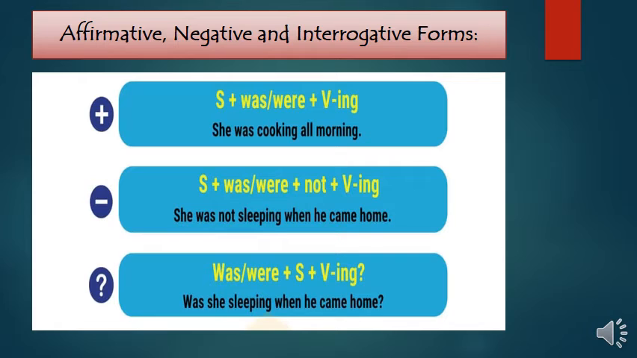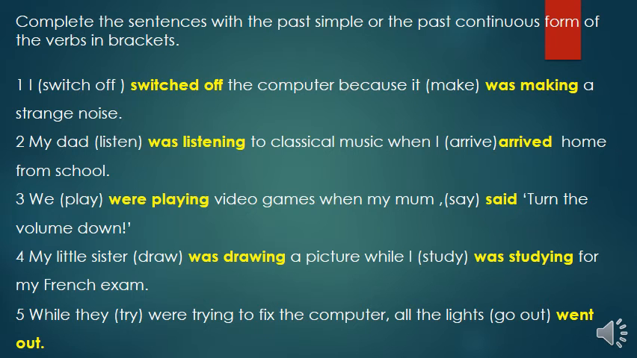In the affirmative, negative, and interrogative forms, let's see the difference. It's very simple. So she was cooking all morning. If you want to change it to the negative, all we have to do is to add not. So she was not cooking all the morning. And in the question form, I start with the helping verb, was or were. So was she cooking all the morning? If I'm using were, they were cooking all the morning. They were not cooking all the morning. Were they cooking all the morning? Here are some exercises.